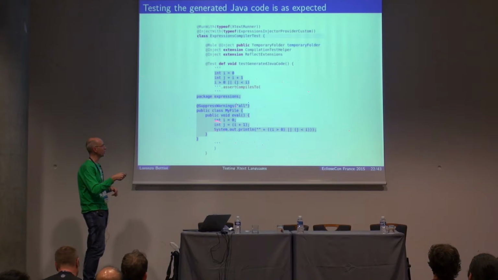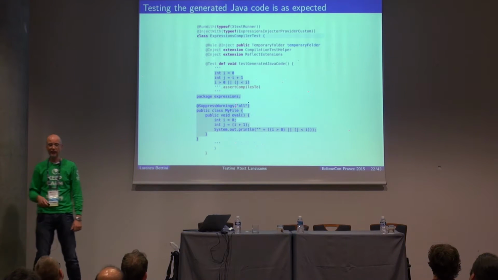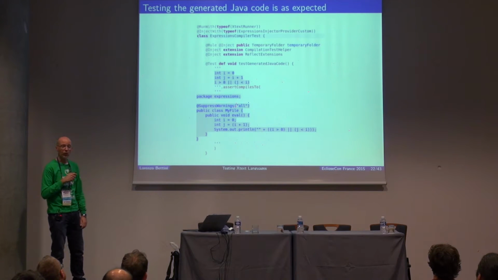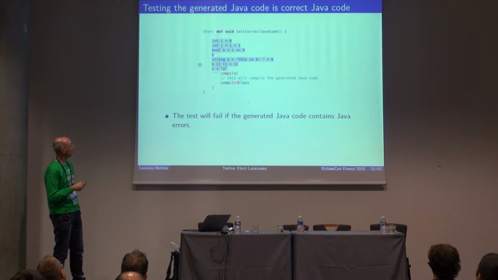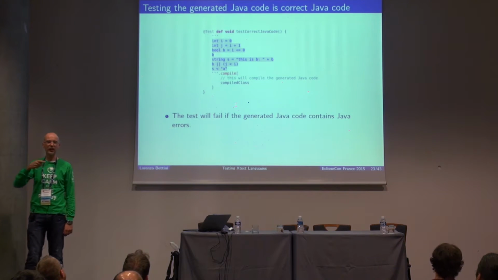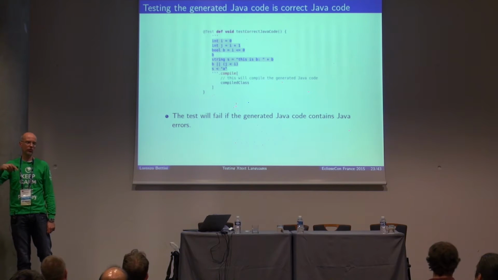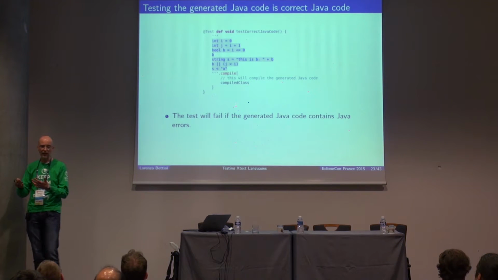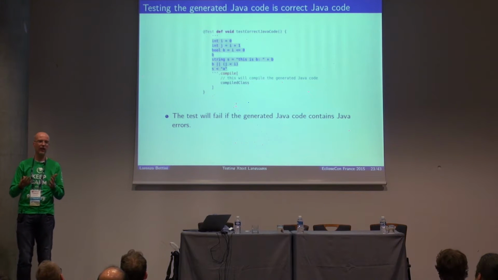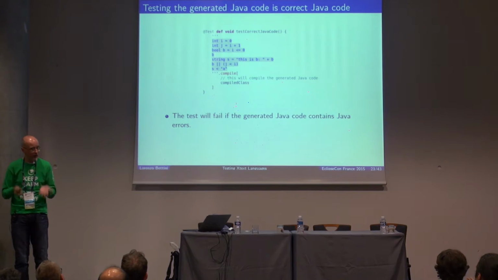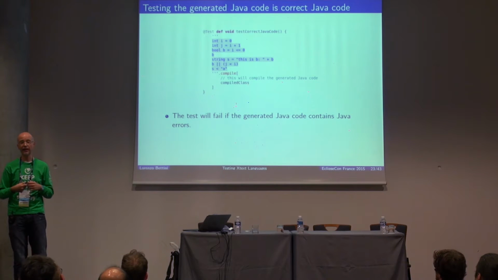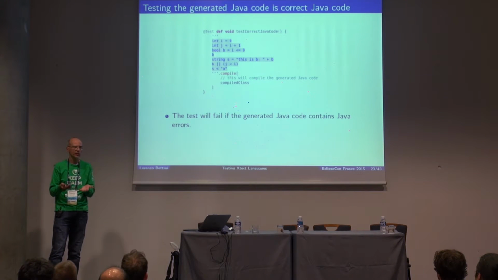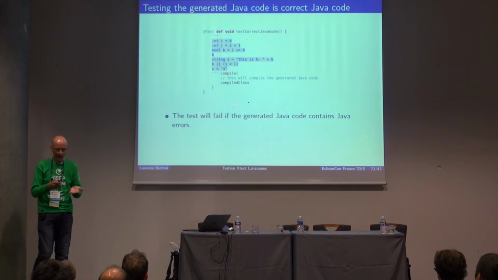Of course, if the generated file is not like that, you get an error, a failing test. But another important thing is that you can do more. Just by calling this method, you can check that the generated Java code is actually correct Java code. So just by calling this method, you will trigger the JDT compiler, which will compile the generated Java code. And if the generated Java code is not correct, the test will fail. So you have the opportunity to test also that you generate correct Java code, because that's important.